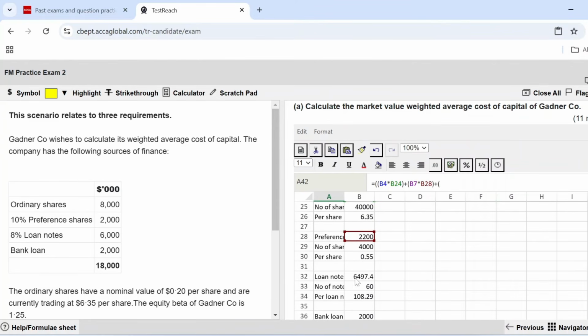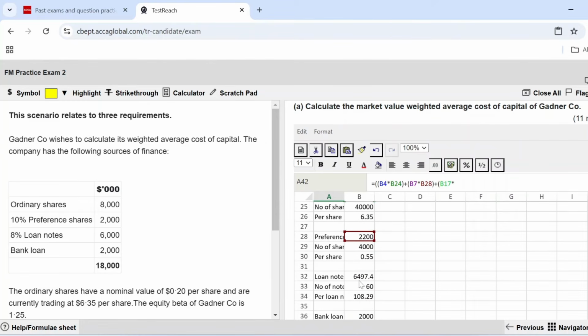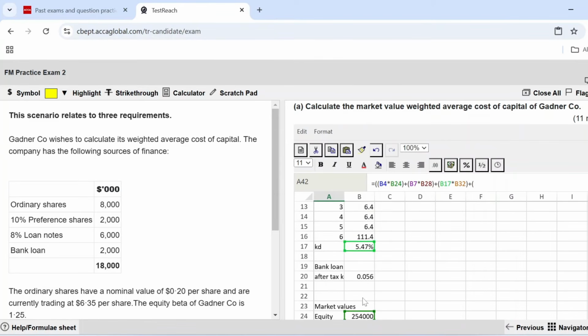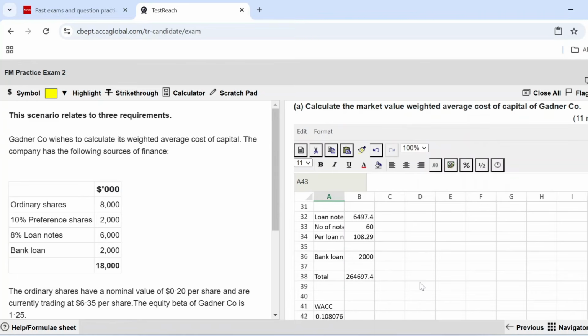Then you need to add to it the loan note percentage KD, which is 5.47%. This needs to be multiplied by the market value of your loan notes, and then you need to lastly add with respect to the bank loan. Bank loan after tax is this, and then it needs to be multiplied by the value of the bank loan. So this is your numerator. This needs to be divided by the total final value of all your sources of finance. So if you hit enter, you will find out your weighted average cost of capital.